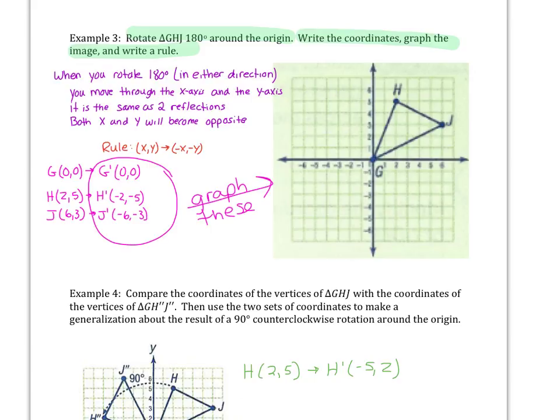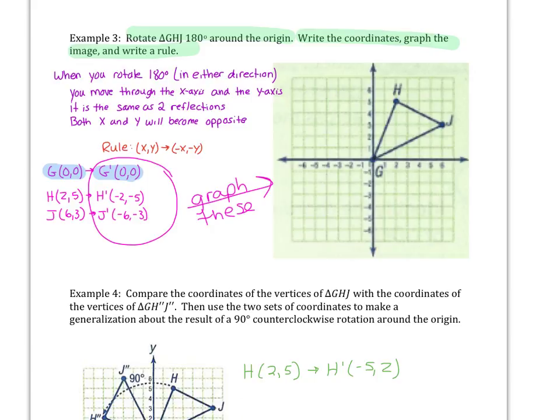So here's G. G is at 0, 0. If it says rotate it around the origin and G is at the origin, when you rotate it, G won't move. Okay, so over here with our coordinates, G was at 0, 0. G prime is still at 0, 0 because it didn't move. So as far as coming up with a rule, that coordinate does not help you at all because it never moved.